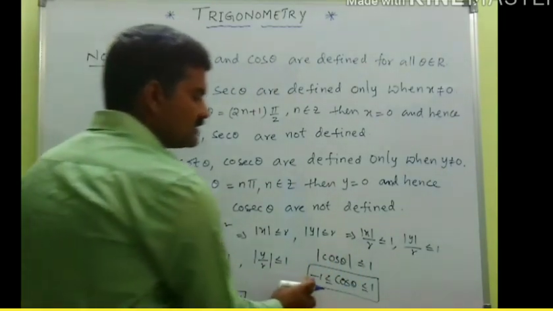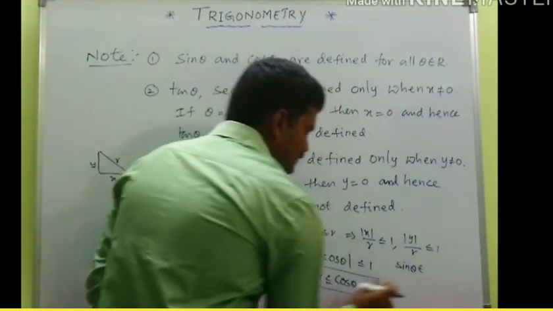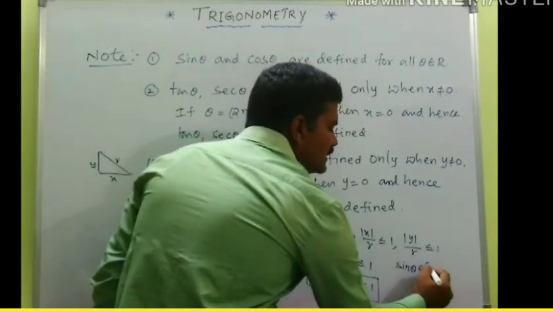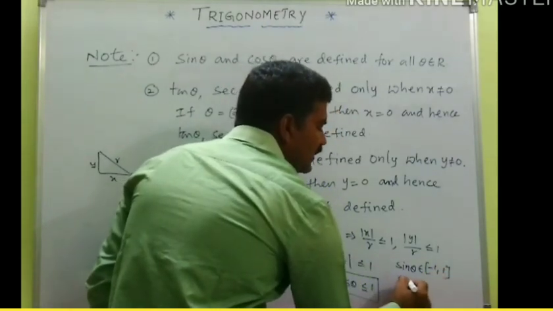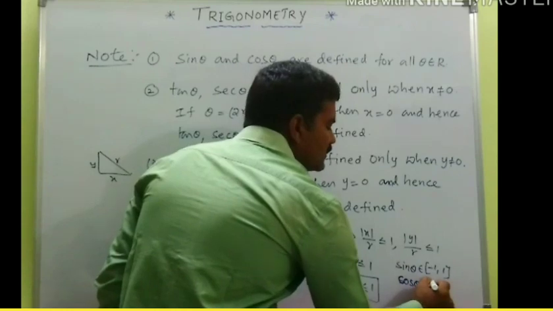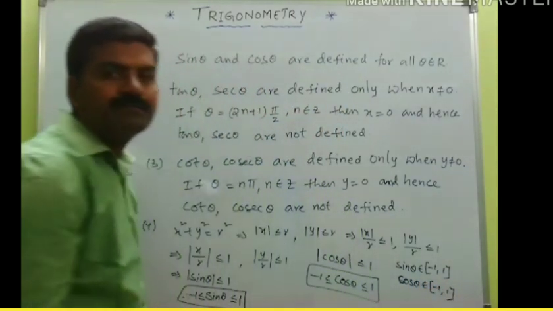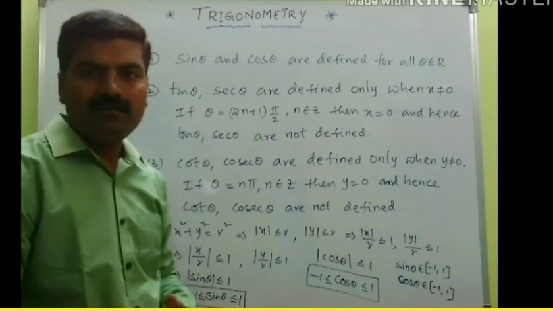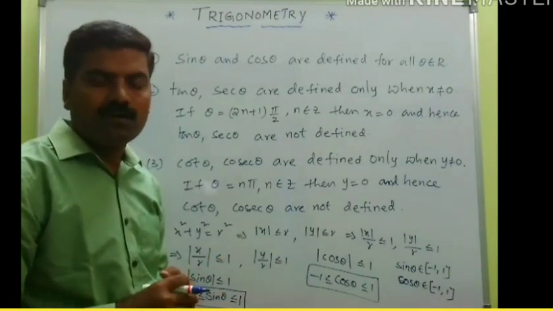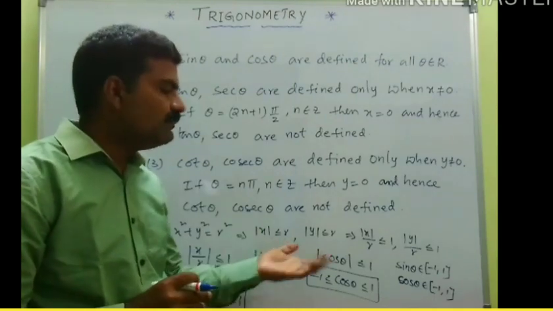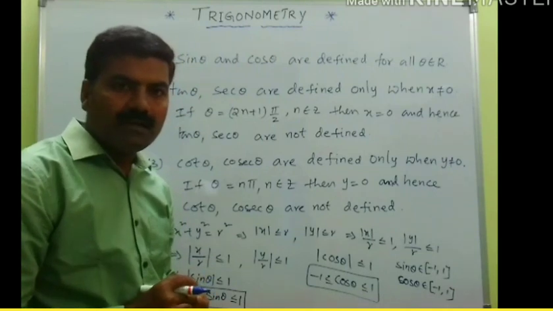This is what we can also say: sin theta always belongs to the closed interval [-1, 1]. And cos theta is also in the closed interval [-1, 1]. So for any value of theta, if you find the value of sin theta or cos theta, the output will lie in this closed interval [-1, 1].